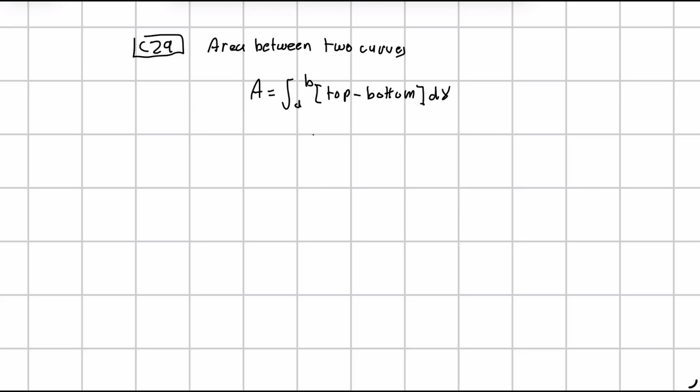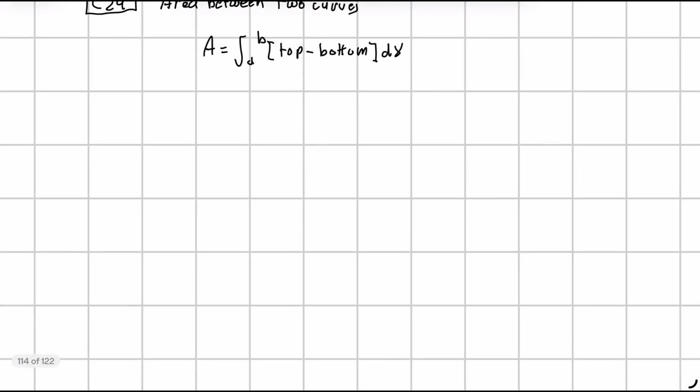So first we have to find the intersections if we're not given them, and then you determine which one is the top and which one is the bottom, and then you integrate the top minus the bottom. So let's say we want to find the area between the two curves y is equal to 4 minus x squared and y is equal to x plus 2. Let's find the intersections by setting these two functions equal to each other, because that's when they have the same solutions that satisfy both equations.